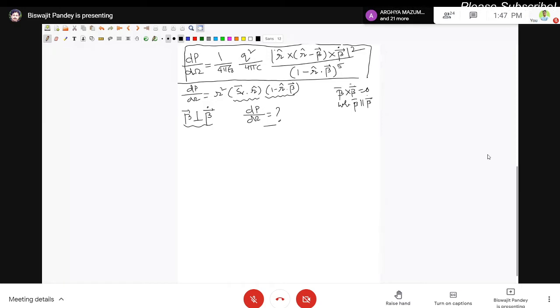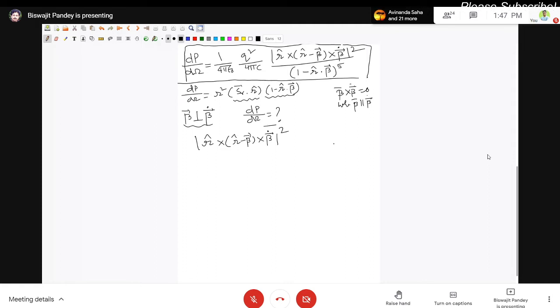So let us first simplify this term in the numerator, and then I shall come back and use this formula again. So let us write this down. You want to simplify this: r cap cross (r cap minus beta) cross beta dot. What is that?